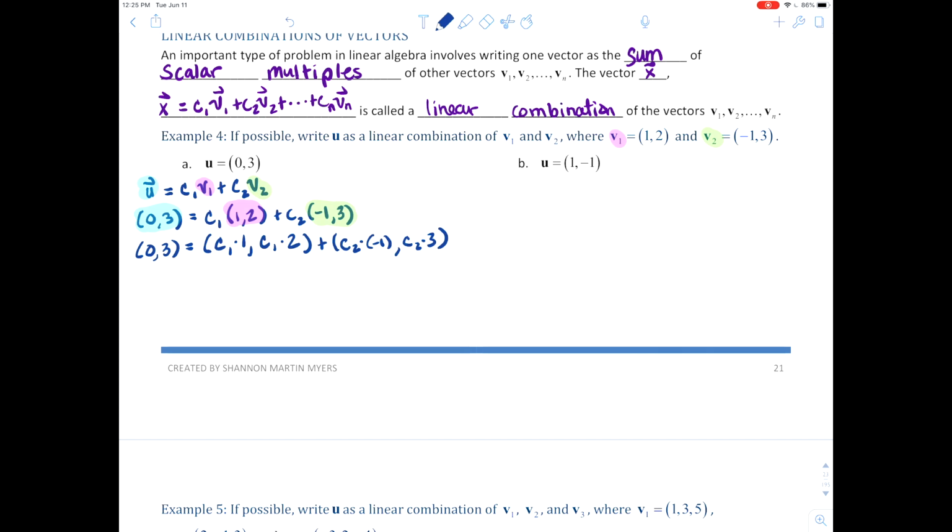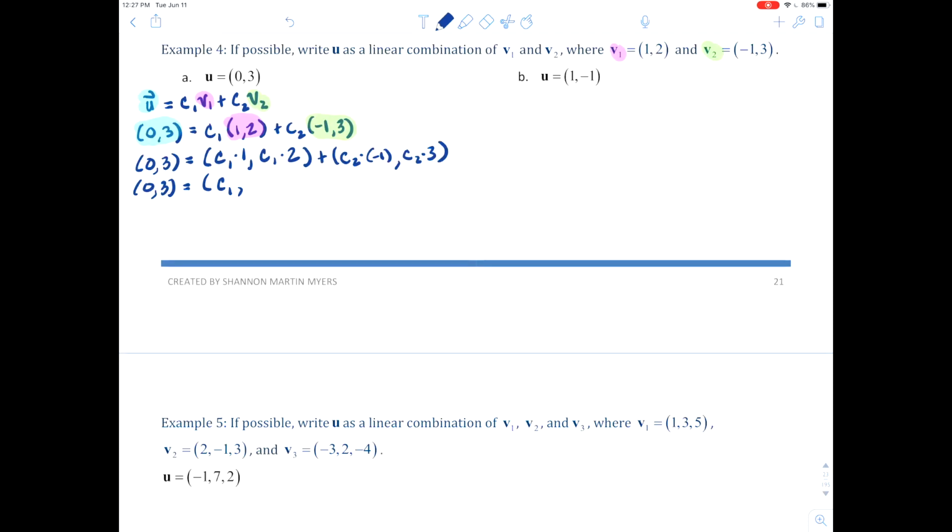I'm just following the definition for scalar multiplication. So that's going to give us that 0, 3 is equal to 1c1, which is just c1, 2c1 plus negative c2, comma, 3c2.